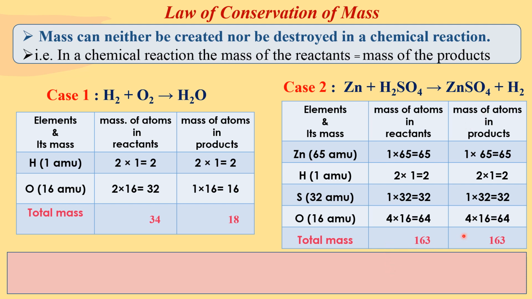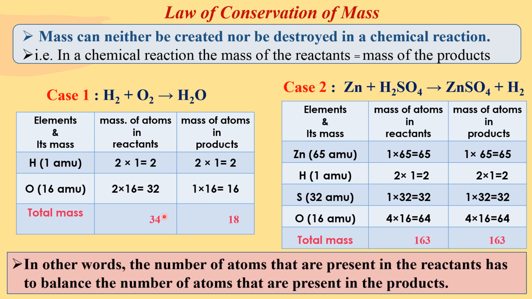And hence, when we calculate the total mass of reactants and products for this equation, it was also found to be equal. As you know, according to the law of conservation of mass, the mass of reactants should be equal to the mass of the products. After analyzing the table under case 1 and case 2, we can conclude that an unbalanced equation does not follow the law of conservation of mass, whereas a balanced equation follows the law of conservation of mass.